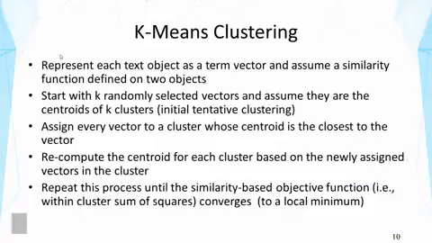And then we can repeat this process until the similarity-based objective function, in this case the within-cluster sum of squares, converges. Theoretically, we can show that this process is going to minimize the within-cluster sum of squares, a well-defined objective function, given k clusters. It can also be shown this process will converge to a local minimum.